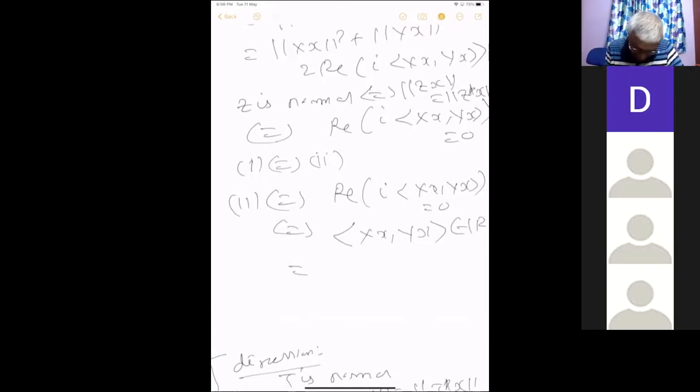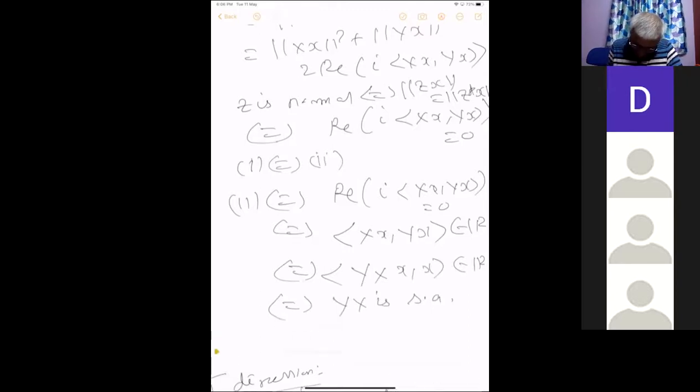Since x is self-adjoint, this is saying that yx, x is real. This is equivalent to saying yx is self-adjoint. I will come to this.